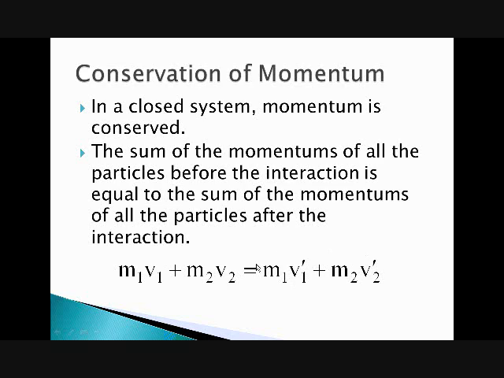So on this side of the equation, we have the new momentums of the objects after they interact. This is the original momentum, the initial momentum before the interaction. This side is the momentums after they interact. And they're equal to each other. That's what conservation of momentum means.